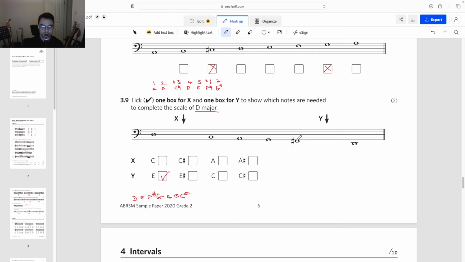Now what's this? F sharp, G, A, B, C sharp. We need a C sharp in the X position. And here, that's right, why don't we write it in? An E. And we've got our D major scale, a descending D major scale.